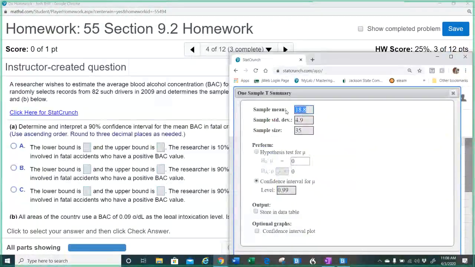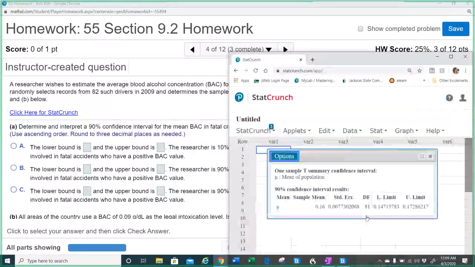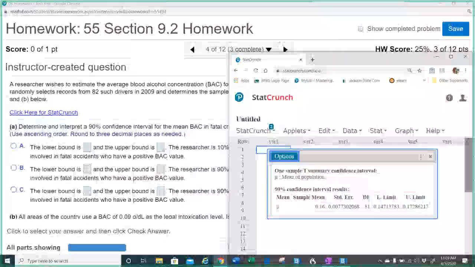Sample mean, 0.16. Standard deviation, 0.07. Sample size is 82. And we want 90%. So we're going 3 decimal places, which will be 147 and 173.